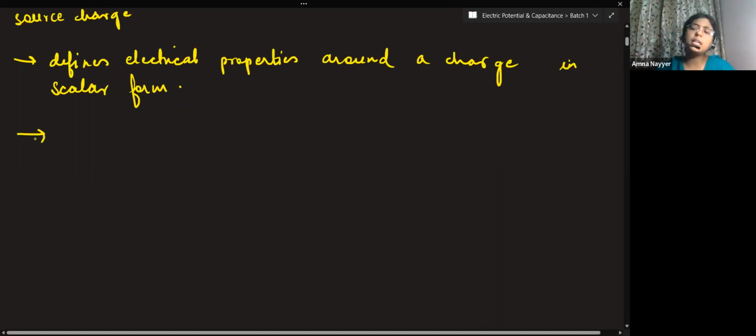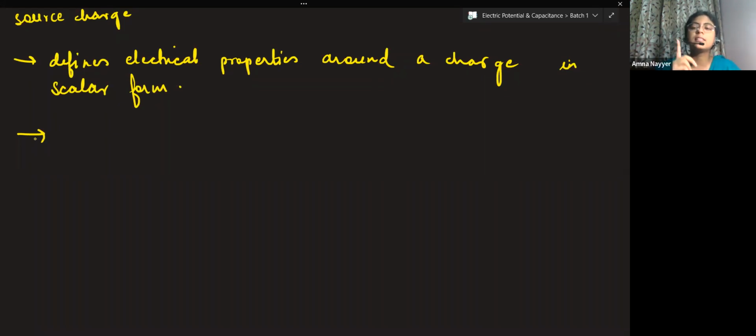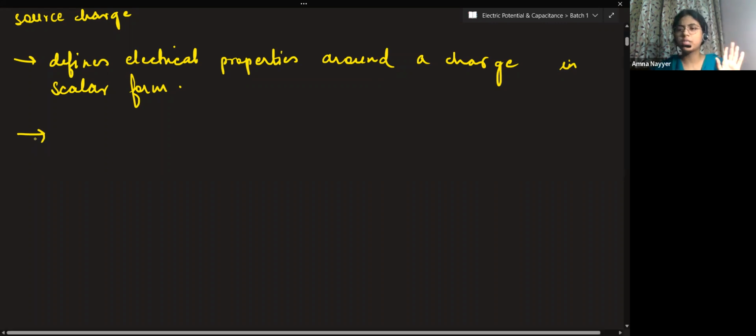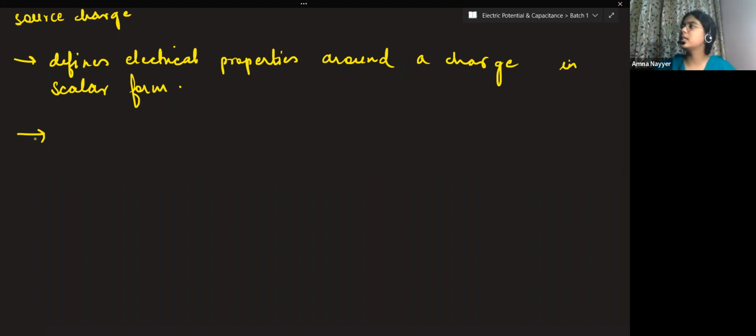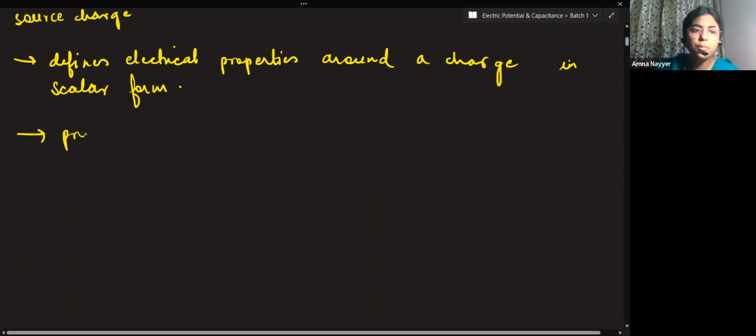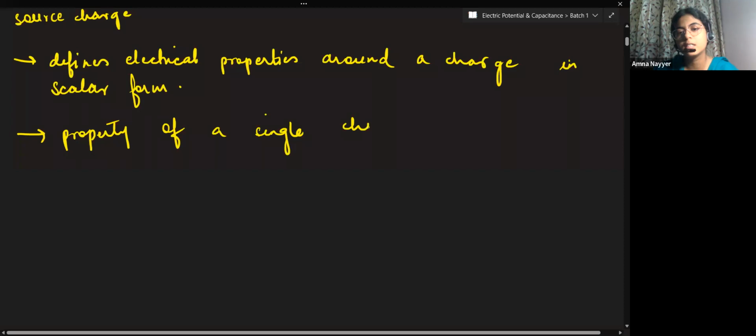And again, this is the similarity with electric field, and opposite to the electric forces, that this is the property of a single charge. The way in case of electric field, one charge was sufficient to produce its own electric field, similarly, in case of potential, one single charge is enough. So it's a property of a single charge.